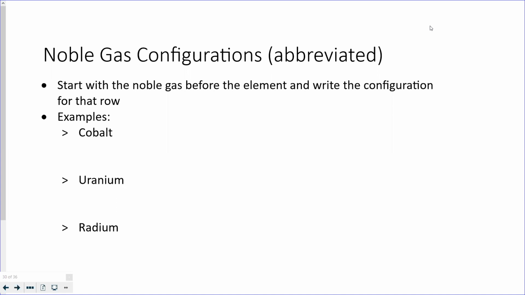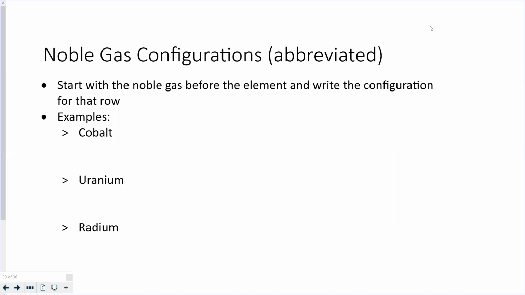All right, so I do want to show you that there are some configurations that, whenever we get to some of those larger elements, would be a whole line on a page. So there is a shortcut that you can do. These are going to be referred to as abbreviated or noble gas configurations.